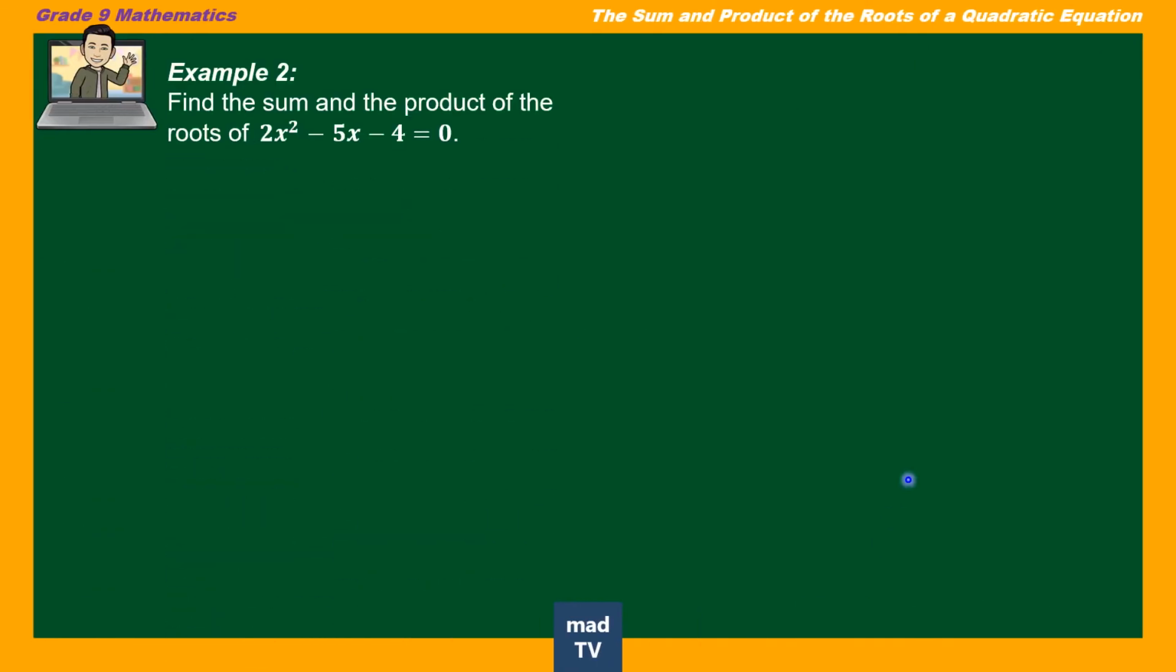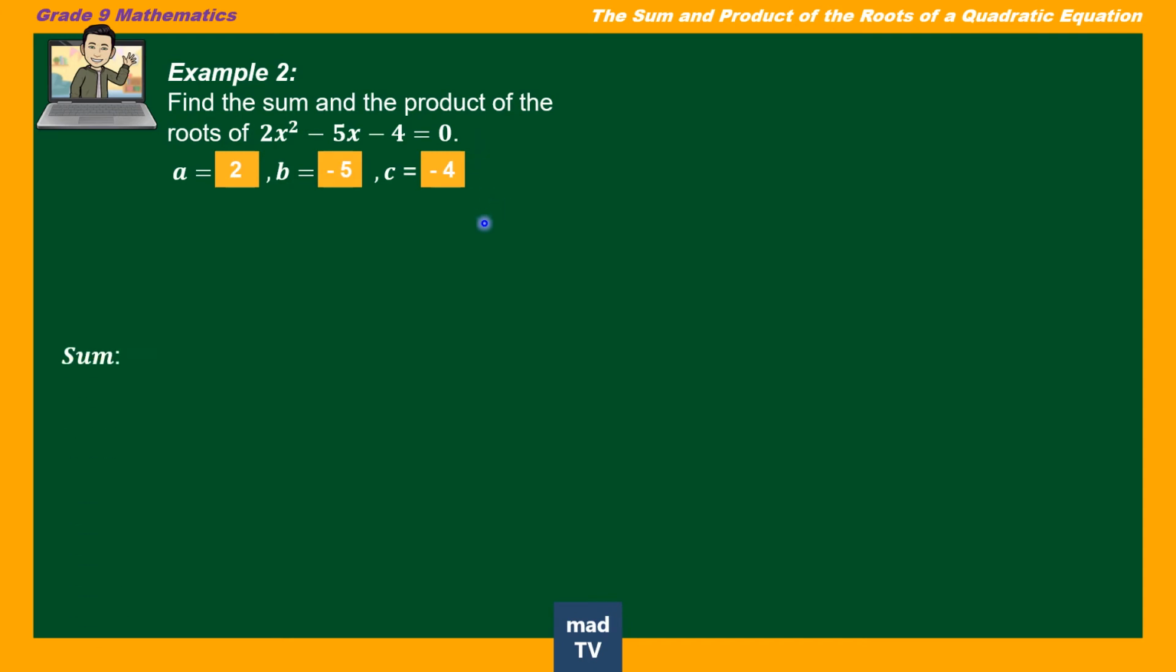Next, example number 2. Find the sum and product of the roots. 2x squared minus 5x minus 4 is equal to 0. So, first is find the values of a, b, and c. So, a is 2, b is negative 5, and c is negative 4. Madali lang nakuha yung ABC kasi naka-standard form naman siya. Kung hindi siya naka-standard form, gawin mo muna nating standard form.